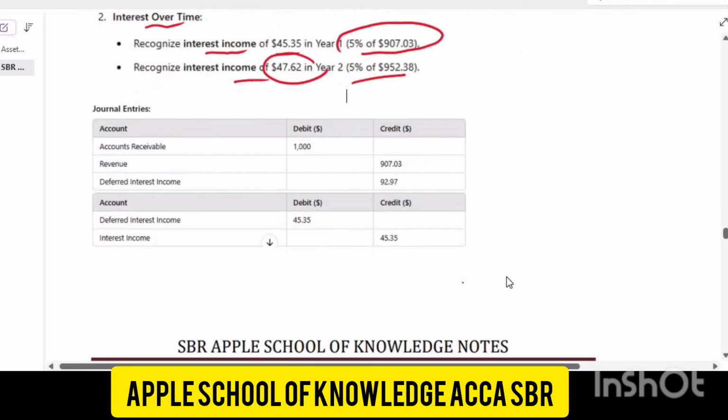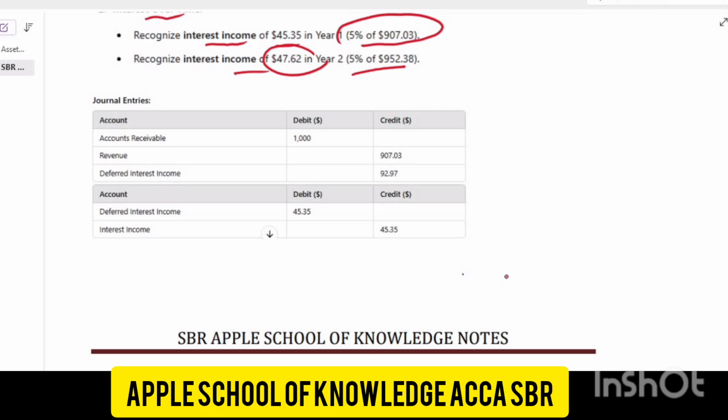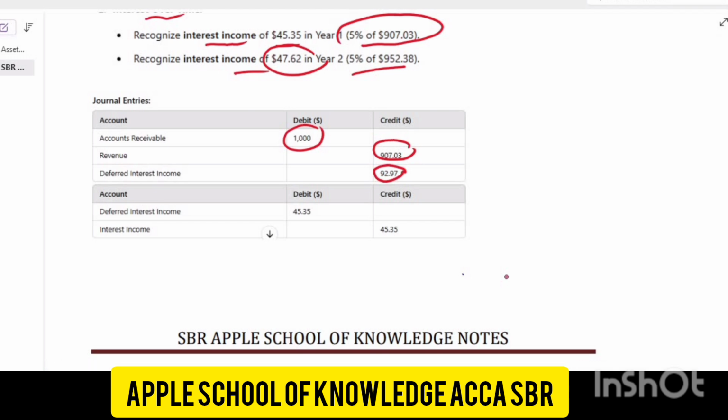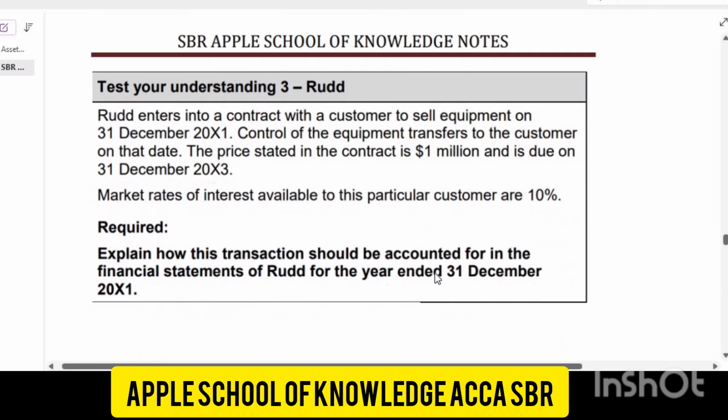Okay, if you see here, accounts receivable is an asset, and this is your revenue, and this is your deferred interest income. And then the deferred interest income is debited, and interest income is credited. So these are the general entries. Clear? Now we have an example. Let's do this example, then you will understand in a better way.